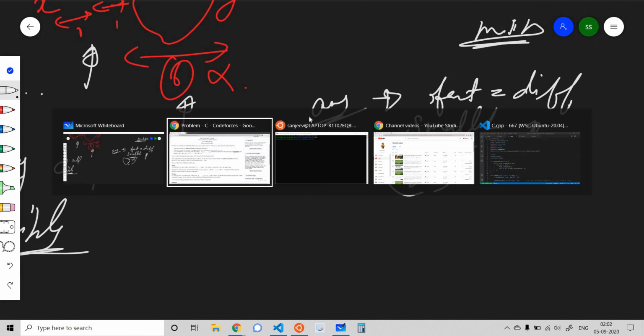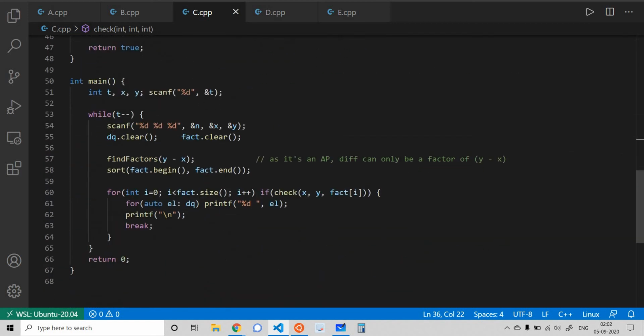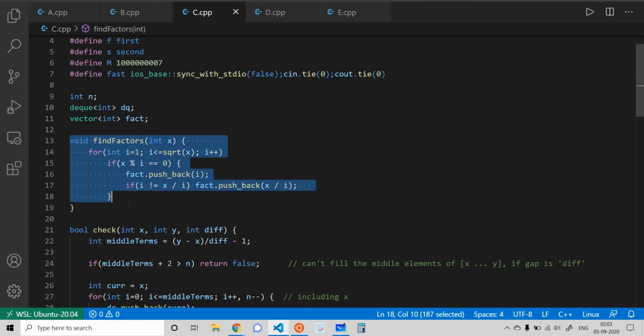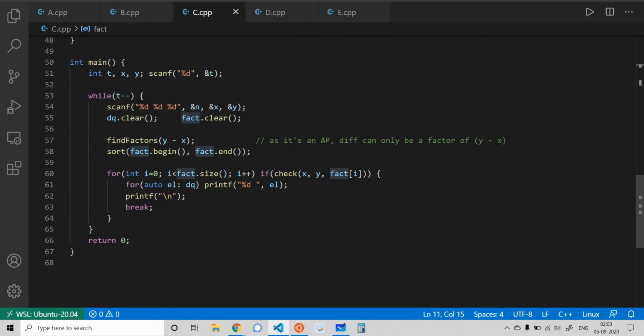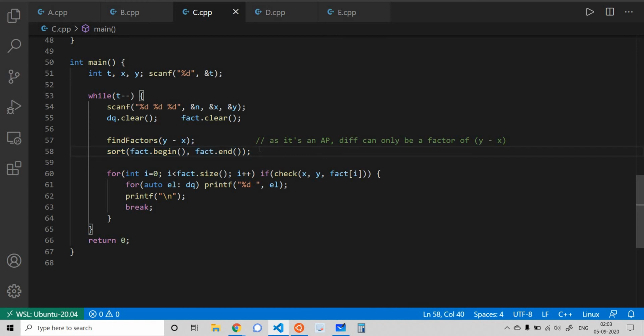Now let's see the code. So yes, I've taken the input. Now I've found all the factors of y minus x. This is the find factor function, where I'm pushing the factors of y minus x into my fact vector. This is the global vector which I have initialized. After finding out the factors, I'm sorting them. It is not really needed, but I'm just doing it as the value of n is very small. It is 50.